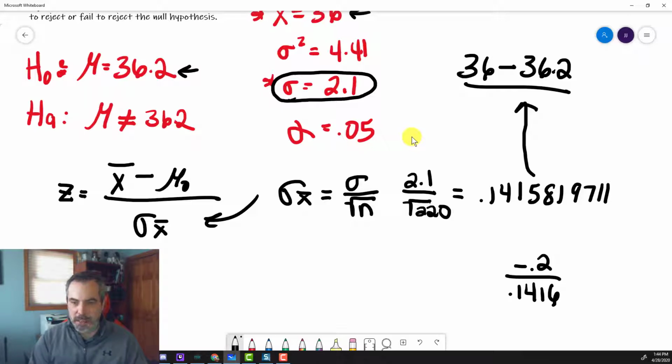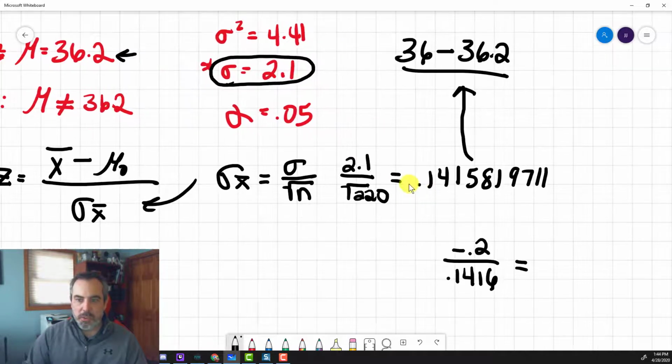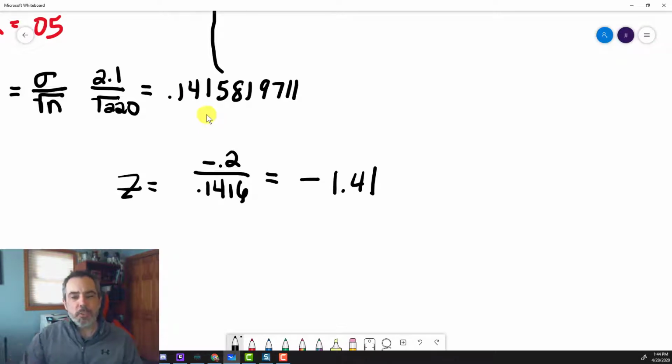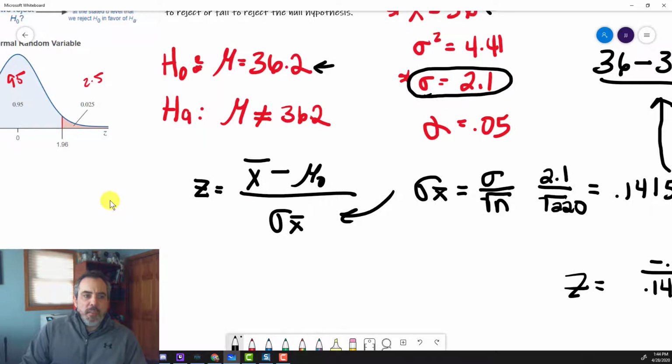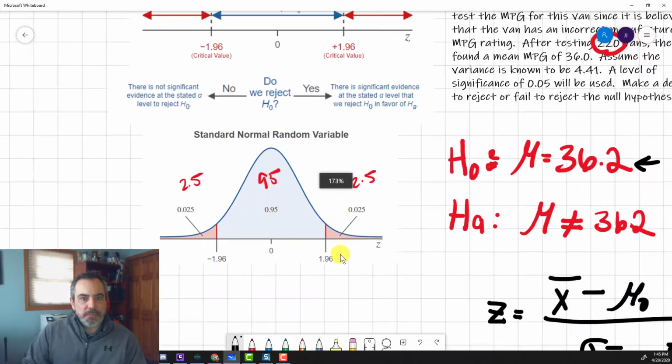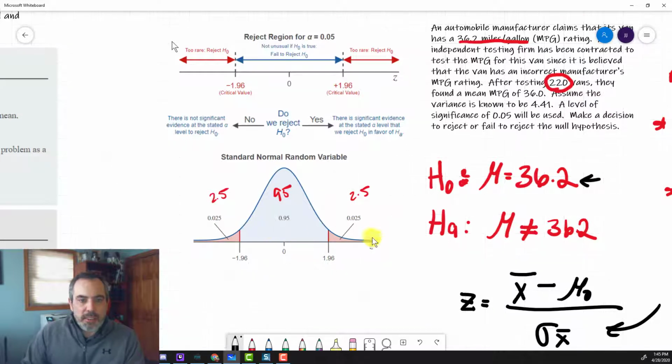And I get a value of negative 1.41. That is my z-score. So let's see what this means. If my z-score is negative 1.41, I am looking at this and saying I end up right about here.